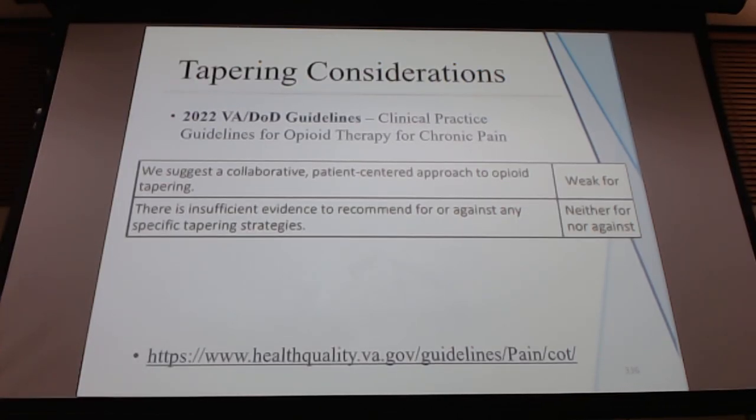The VA guidelines suggest using a collaborative approach when doing that tapering, and they actually don't recommend a specific plan to do that. So what are the 3 drugs if someone has opioid use disorder that we could use? Methadone, naltrexone, what's the B one? Buprenorphine. Okay. What's bupropion? Antidepressant. Okay. Common mistake.